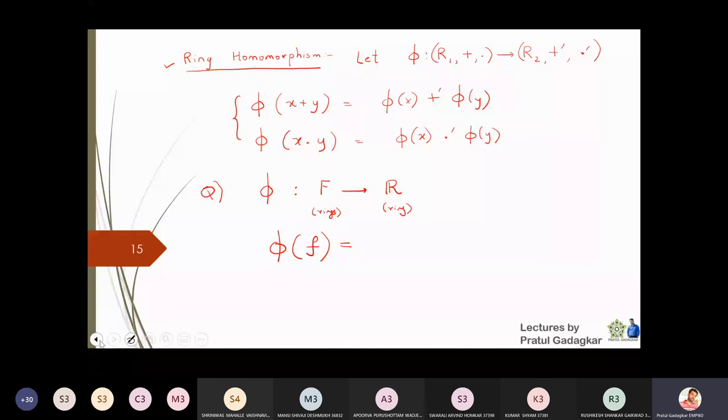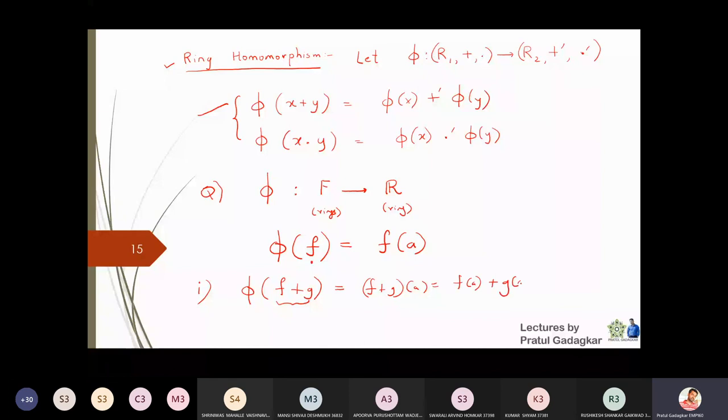Now this is a ring homomorphism. Can we quickly check why? Phi of f plus g is equal to, so this is the first point. Phi of f plus g by definition will be equal to how much? Replace f by f plus g. So it is f plus g at a. But f plus g of a is nothing but f of a plus g of a, right?